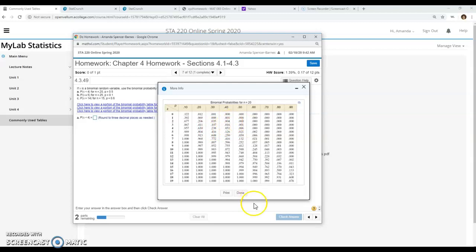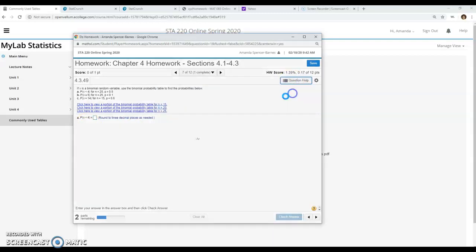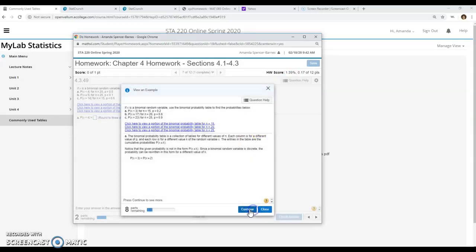Okay, so in that case, what you want to recognize, and what you will have seen in your lecture notes as well as in the view an example, is this. If you're looking for something like x is less than 3, you want to look at x is less than or equal to 2, because the 3 is not included, and these tables are cumulative probability tables.